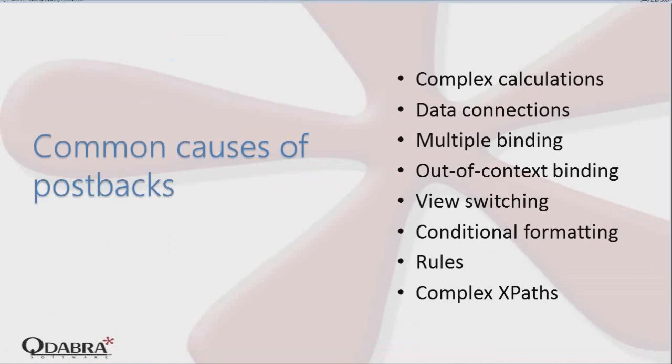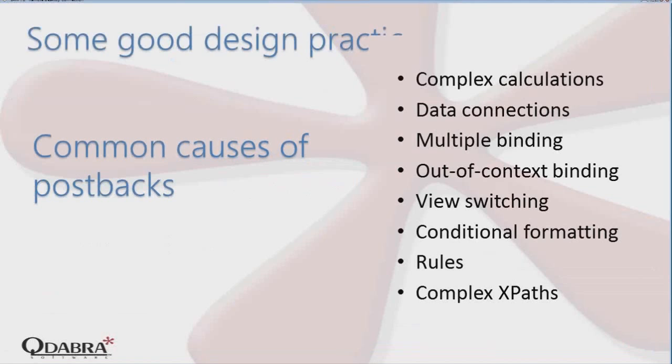View switching, of course, you know that view switching causes postbacks because that new view needs to render completely all over again, right? So that needs to send data to the server. Same with conditional formatting. The form needs to know when to hide, when to show certain sections, certain controls, when to disable them, and all that. Same with rules and complex XPath. So they have the same concept.